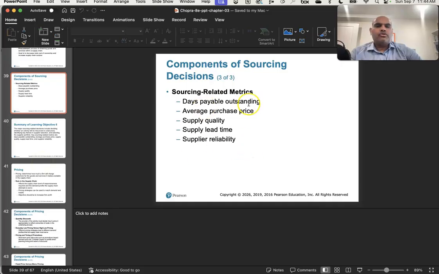And the important metrics are, of course, days payables outstanding, and this we will talk about in a few minutes. What is the average purchase price? What was the supply quality? What is the supply lead time? Supply reliability? So these are all the important sourcing metrics.